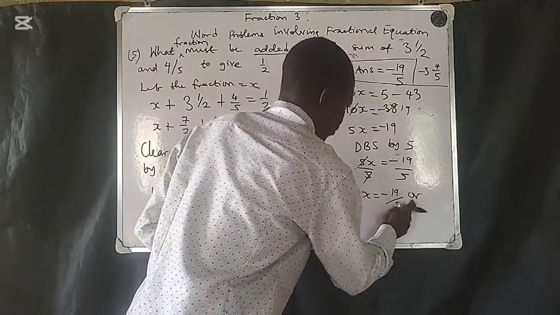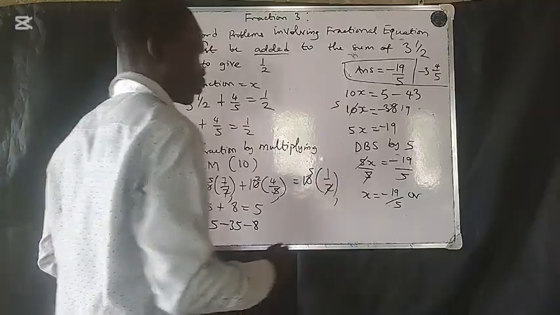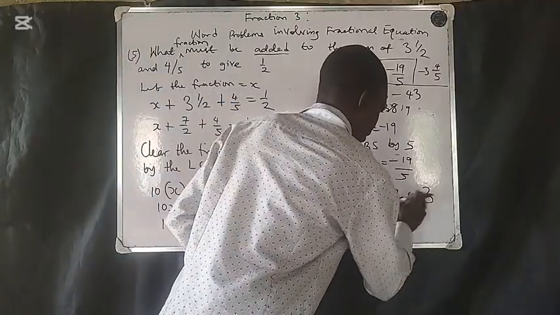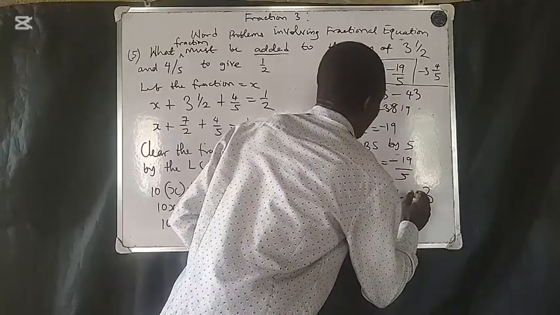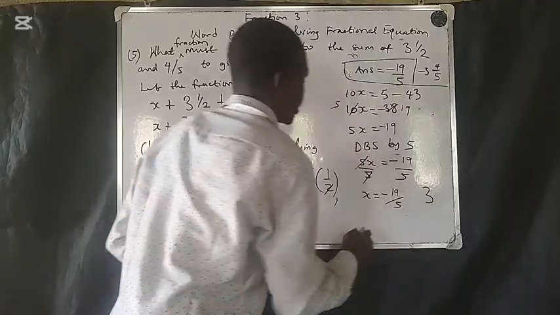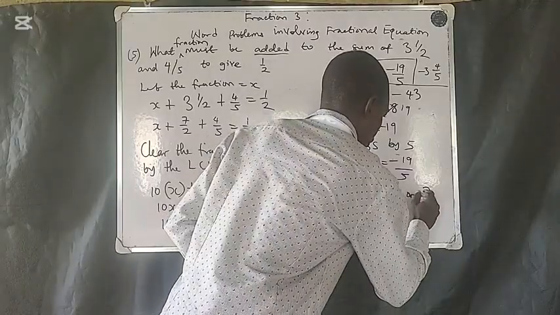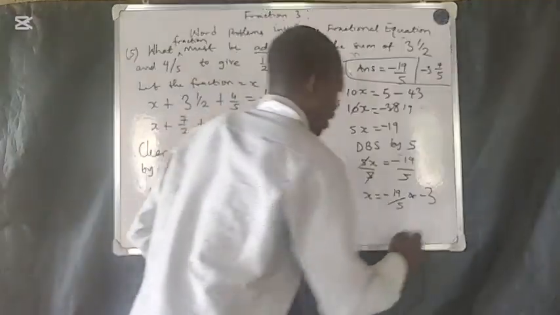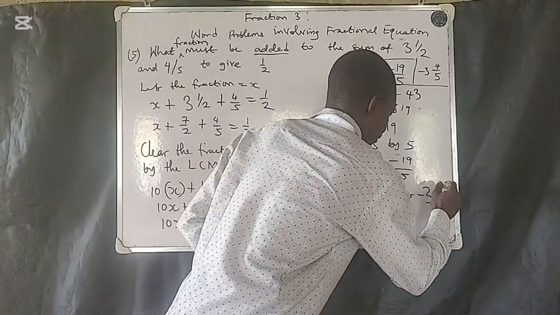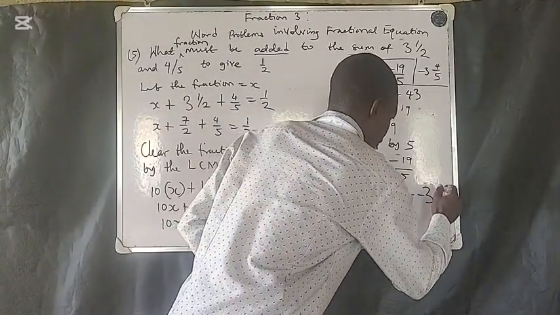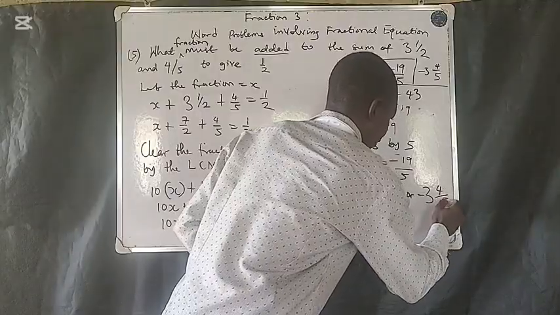Or how many times does 5 go into 19? 5 goes into 19 3 times. So we have 3 as a whole number, with remaining 4. In 15 it is 3. The remaining 4 will be 4 over 5.